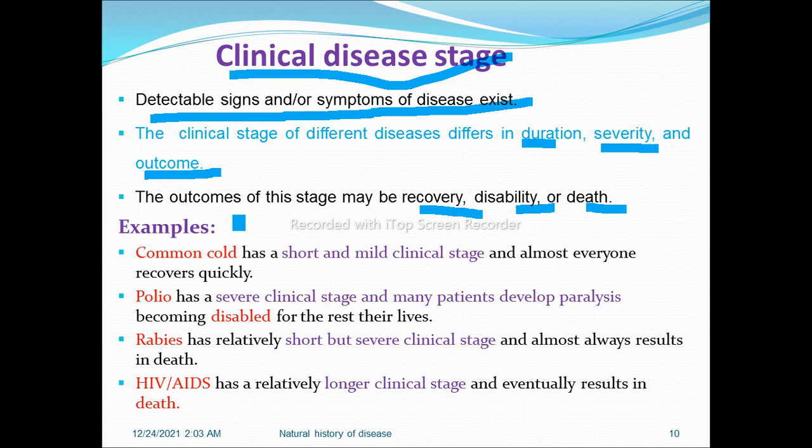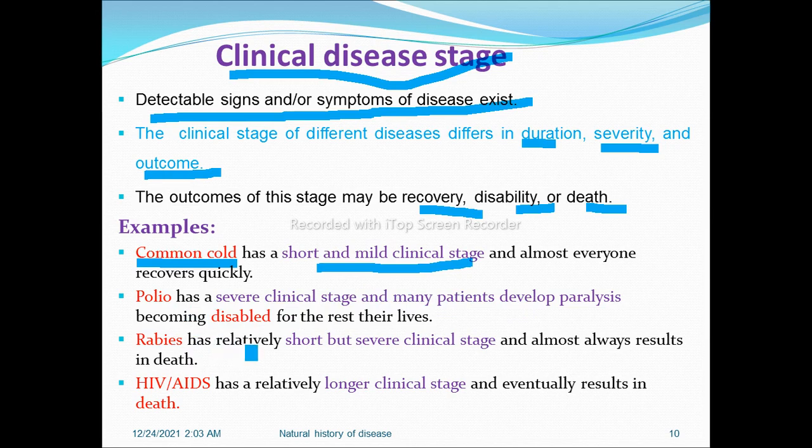For instance, let me see some diseases. The common cold has a short and mild clinical stage. Almost everyone recovers quickly. But in the case of polio, there is a severe clinical stage, so many patients develop paralysis and become disabled for the rest of their lives.